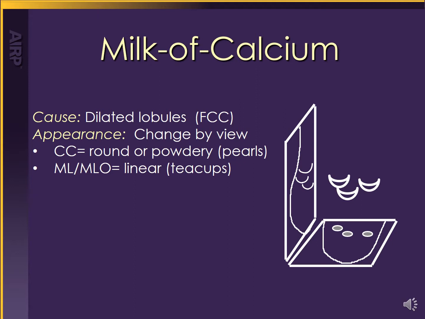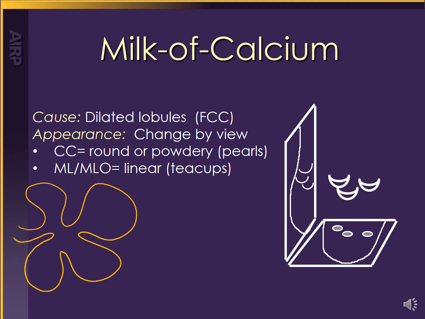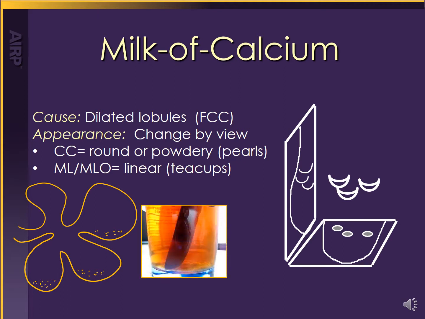Milk of calcium is due to an enlarged, sort of blown out lobule that gets full of fluid, that develops some debris in the fluid, and then that debris calcifies and settles in the bottom of those parts of the lobule. So think of this as like sugar in a glass of iced tea. When you are looking at this from the side, you're going to see a meniscus.